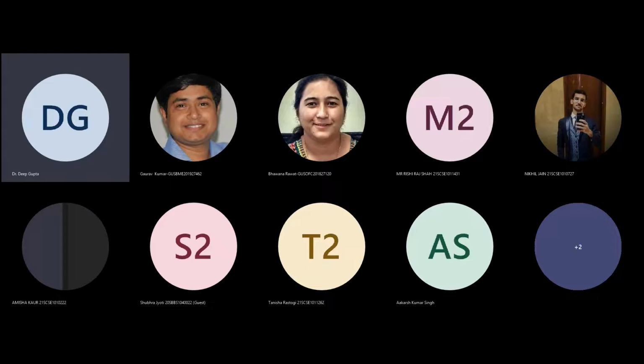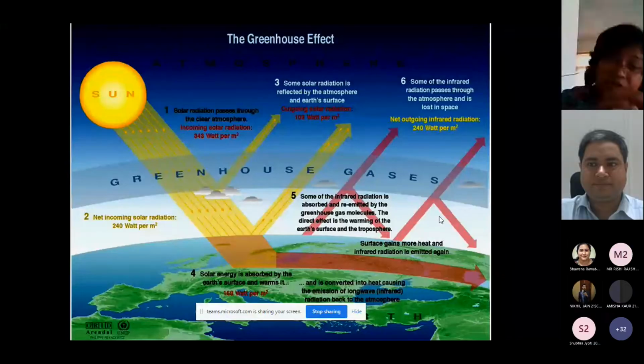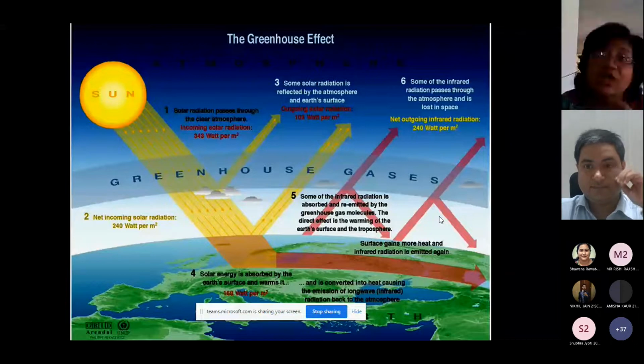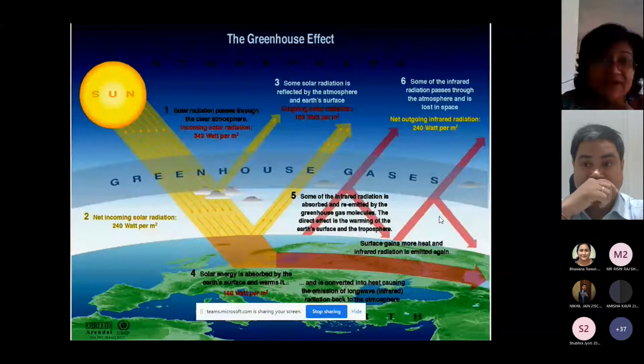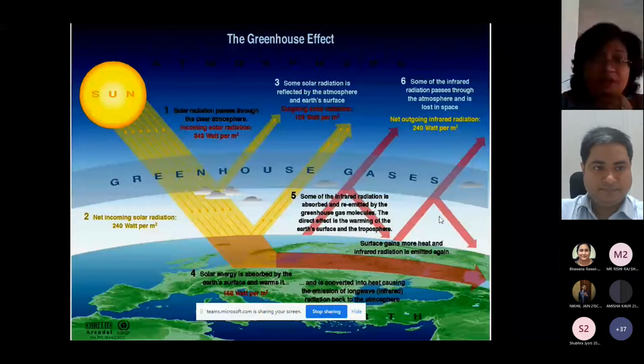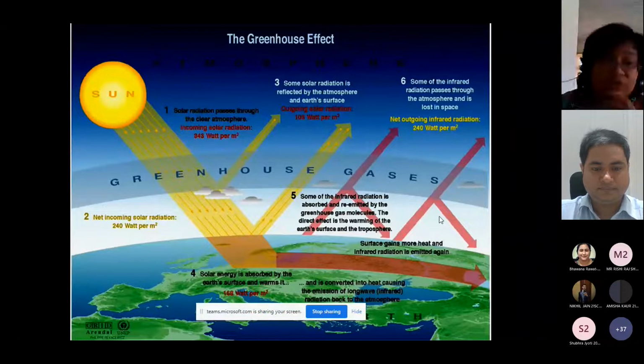meter square. So as a result, we already have some gases in our atmosphere, but they have a particular composition. For example, carbon dioxide, oxygen, nitrogen, 78%. But as a result of more atmospheric pollution, these gases are going to increase day by day, as I have already shown you in the graph, that carbon dioxide is going to increase from 250 ppm to at least 600 ppm by 2050.